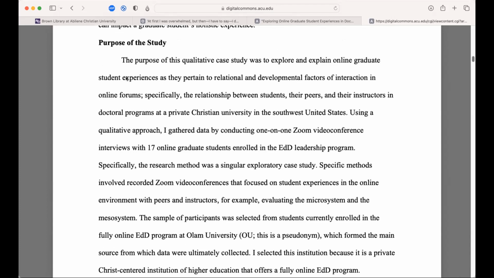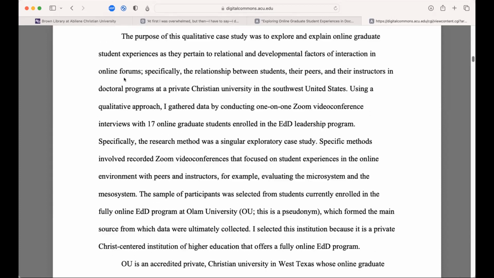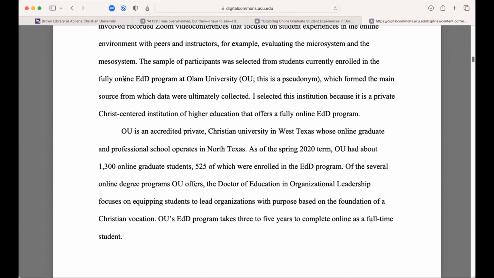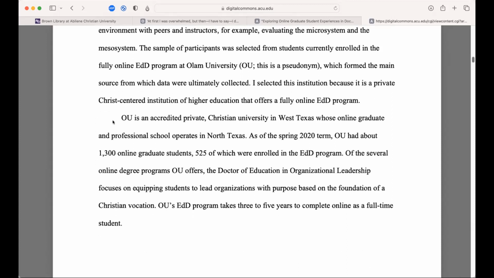Now, in the purpose of the study, they say that they wanted to do this at one Christian university. I would guess by the description that it is in fact talking about ACU, but it doesn't necessarily need to be that. Although this sentence here makes me strongly suspect, again, that this is at ACU. I think I remember talking with her about this one.